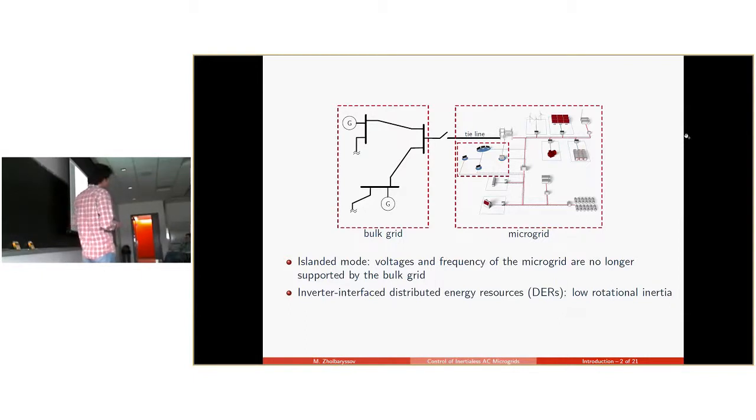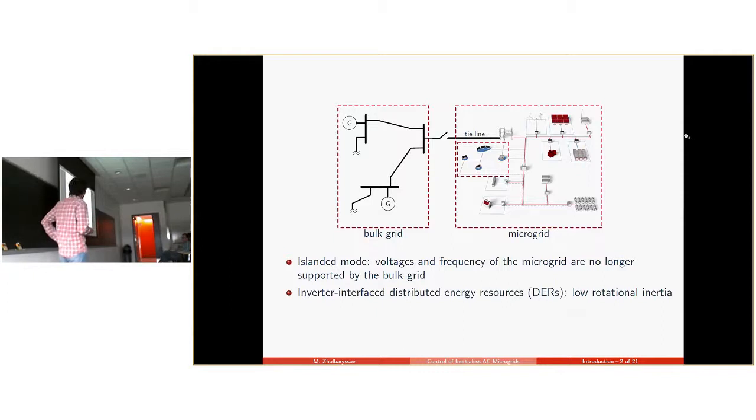And typically, distributed energy resources are interfaced with power electronics, which means that microgrids have low or no rotational inertia. Because of the low level of rotational inertia, frequency dynamics are much faster in microgrids than in the bulk grid, and frequency deviations are typically larger. So this means that traditional frequency control schemes cannot be used in microgrids because they are too slow.